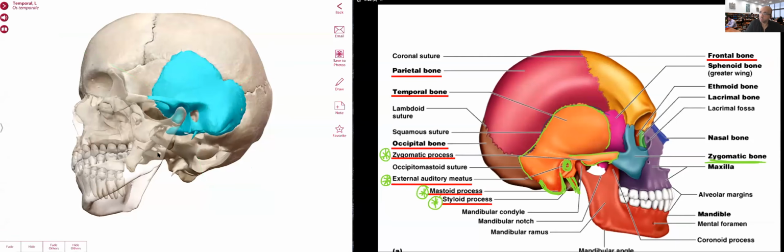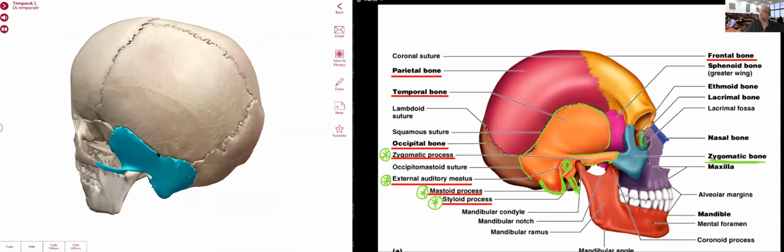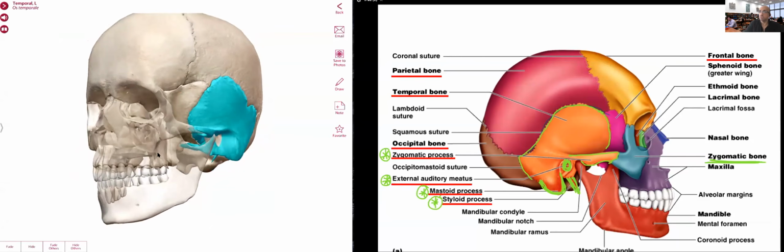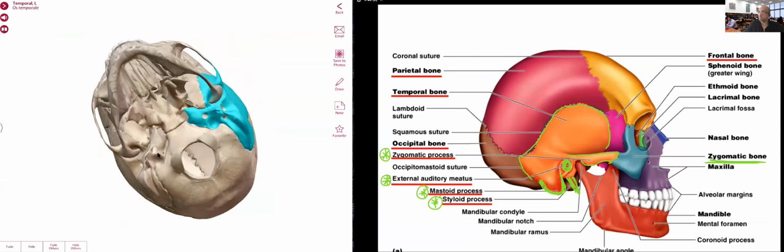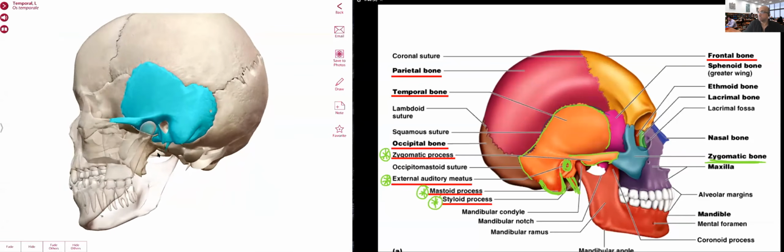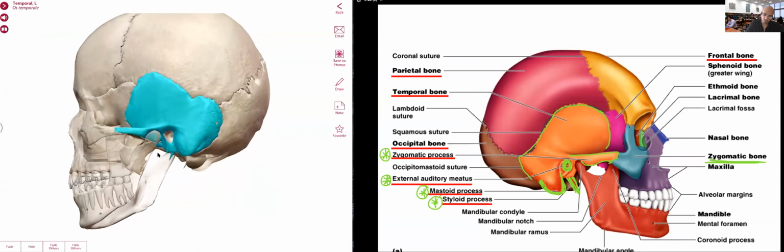So again, what bone are we looking at in here? It's my temporal bone. We've seen the zygomatic process, mastoid process, styloid process, and external auditory meatus or acoustic meatus.